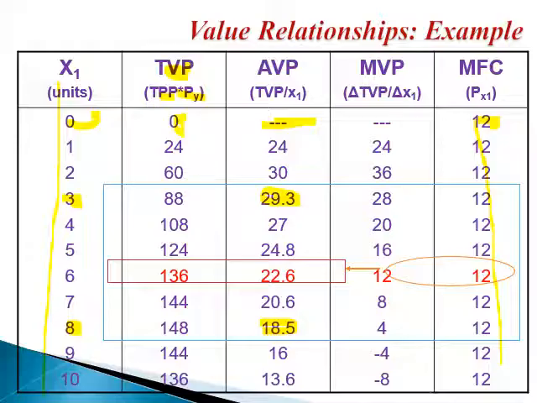Remember, we say here average value product of the variable input, but here we say total value product. It is not of the variable input, it is of output. Okay, total value product, this is for output, but average value product, this is for the variable input. And the same thing applies to marginal value product. It is marginal value product of the variable input. Okay, so here average value product of the variable input, marginal value product of the variable input, total value product, this is for output, not for input.